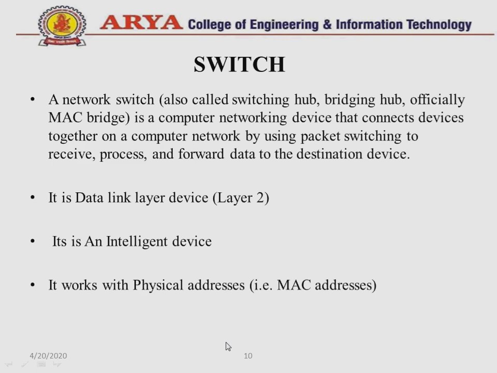Switch. A network switch, also called a switching hub, bridging hub or officially a MAC bridge, is a computer networking device that connects devices together on a computer network by using packet switching to receive, process and forward data to the destination device. It is a data link layer device, that is, a layer 2 device.